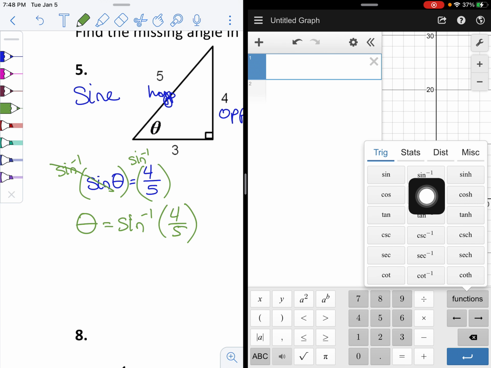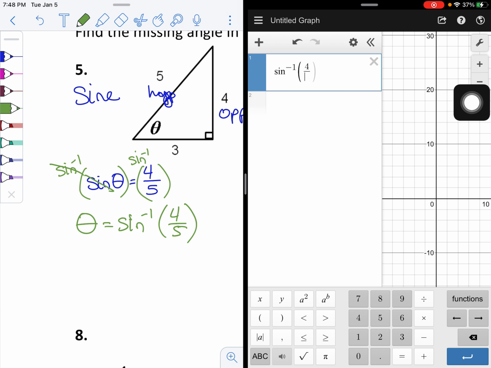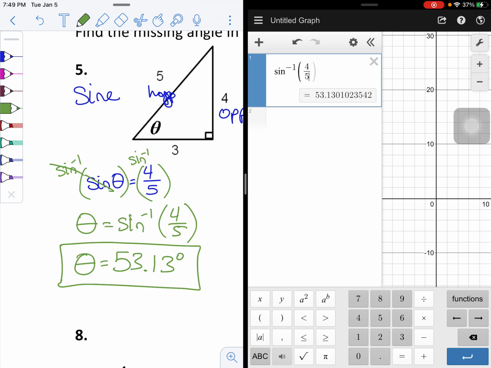Now I want the inverse sine, so I'm going to grab inverse sine here, make sure it's the one that pops up with the -1 there, and then I'm going to put in 4/5, and it already gives me the answer right here. So theta is equal to, again, round off to 2 decimal places, please, 53.13. Now this is an angle measure, so it's in degrees, please. Okay, so that's if you did sine, right? We got an answer, awesome.